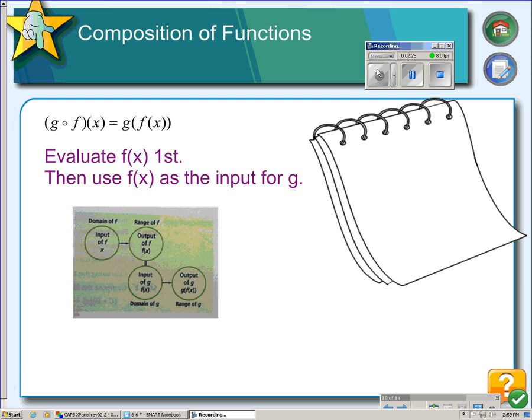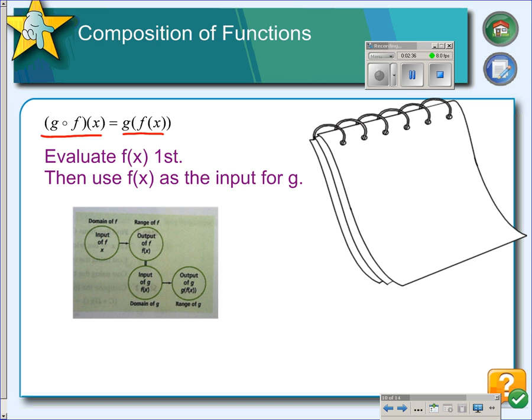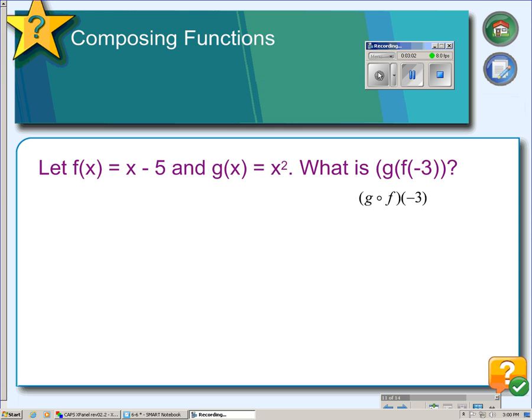Okay, so now we're starting on composition of functions. When we do composition of functions, the notation you'll see will look like this or this. Either one of these means the same thing. This would be pronounced as g of f of x. What you do to calculate g of f of x is you first find out what f of x equals. When you have that answer, then you plug the answer to f of x into the g function. So let's see what that looks like.